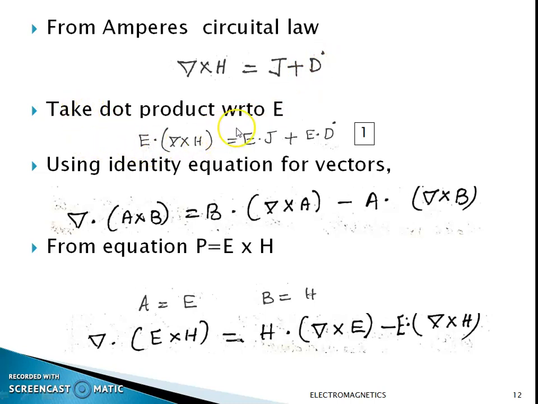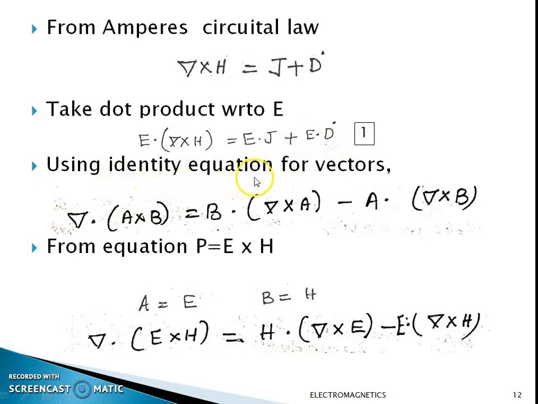Take the dot product with E. Then we get E dot del cross H is equal to E dot J plus E dot D dot. Mark it as equation number 1.